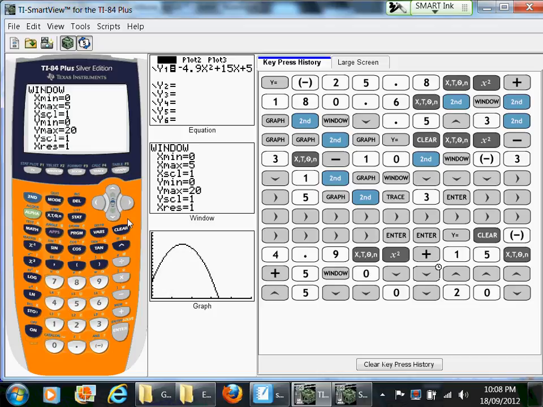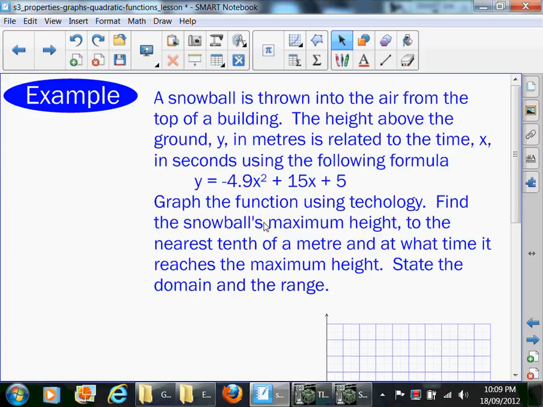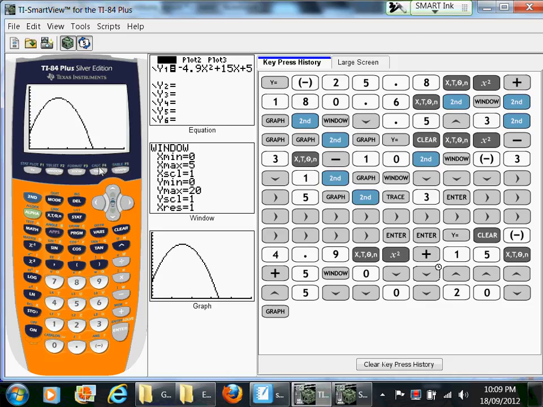So now I can go ahead and take a look at what that maximum point is. I can hit graph here, and I'll see it right here. Now, I'm asked to find the maximum height and the domain and range. So what I need to know to graph this is where this maximum height is and where the 0 is.